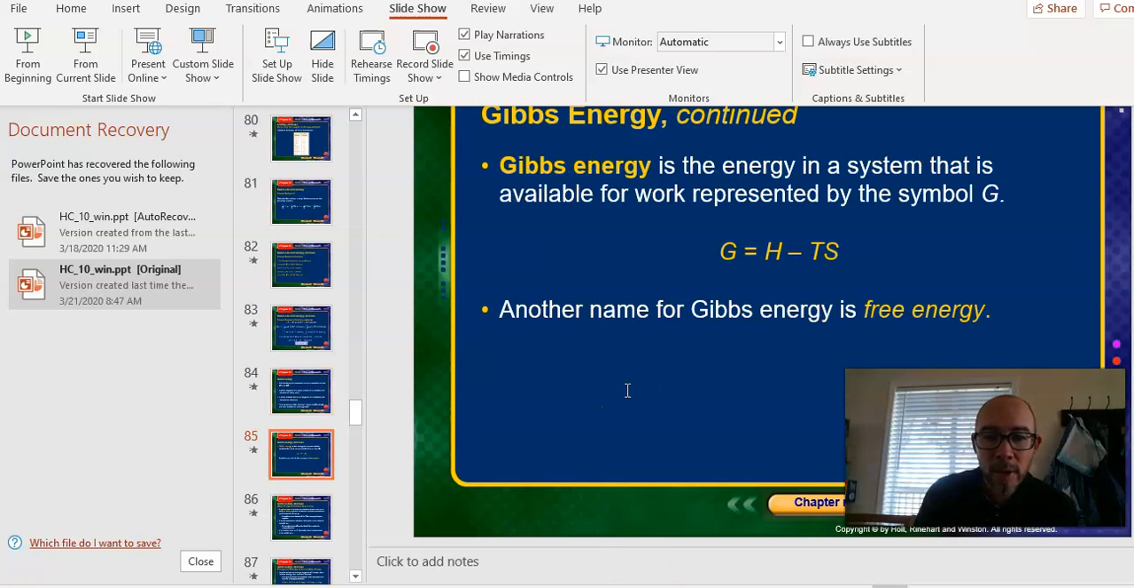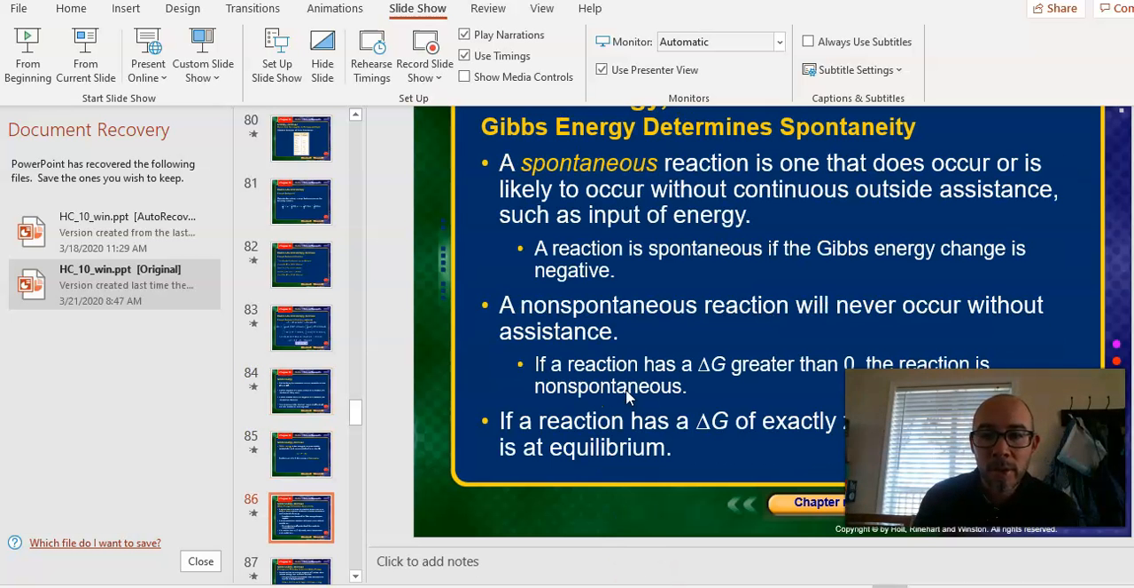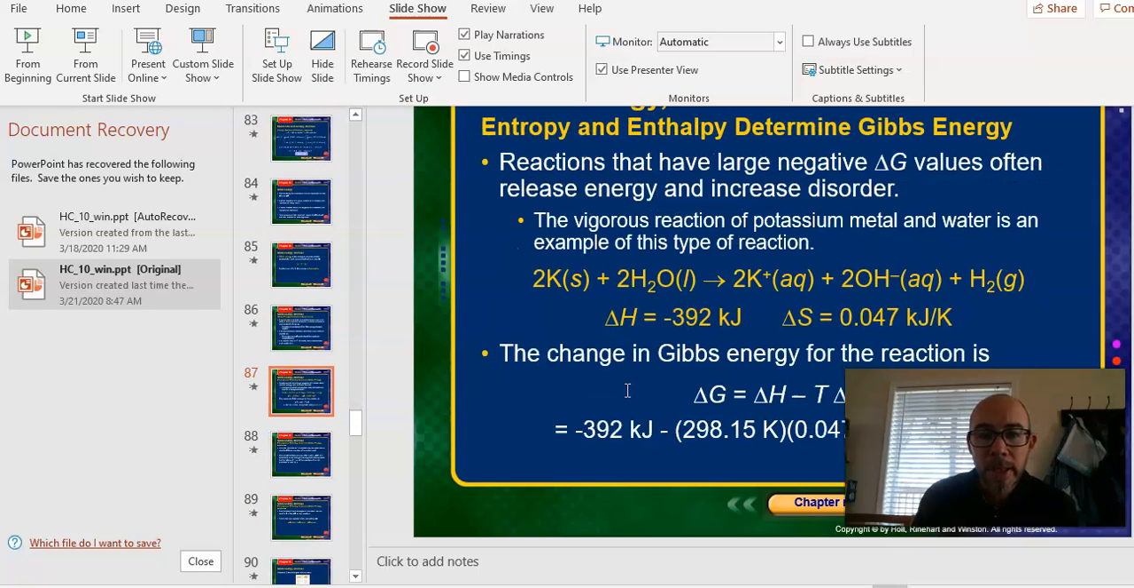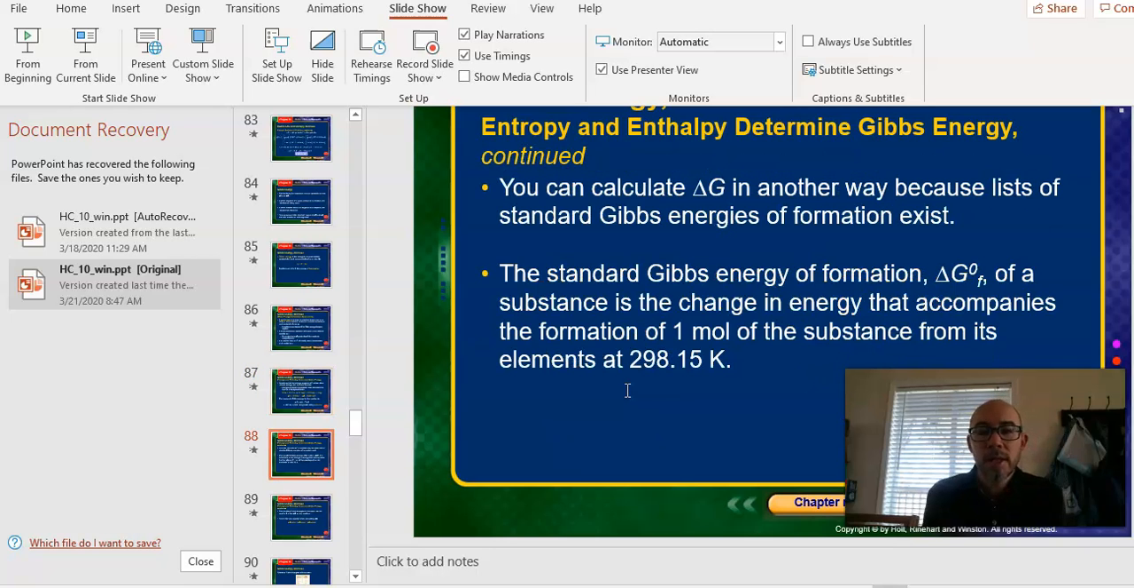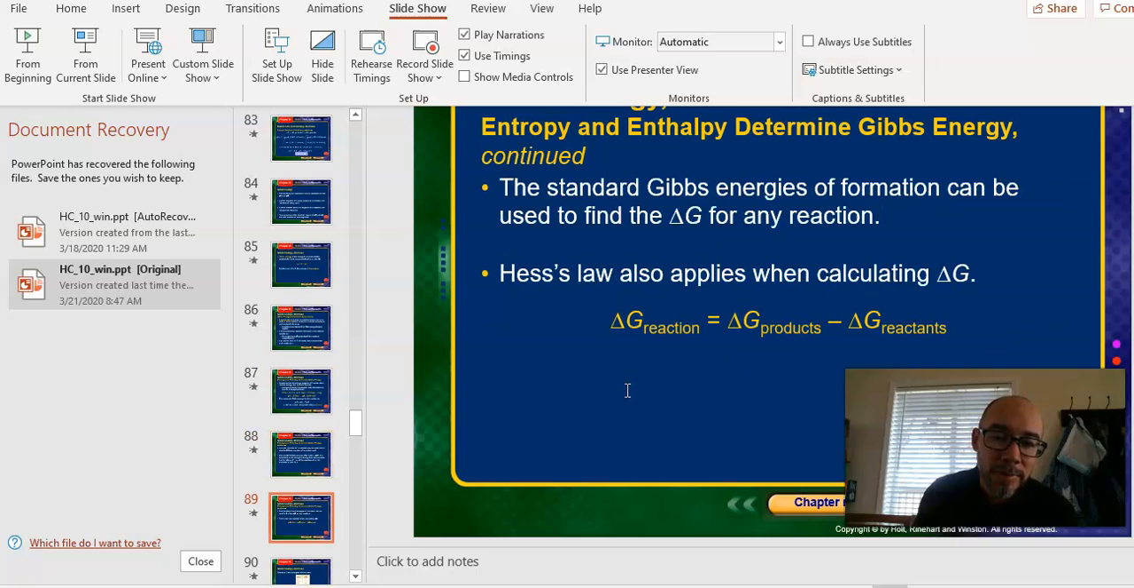Okay, so we've got a way of determining whether reactions will occur. And that's the one we just looked at. So you can calculate delta G's in another way because lists of standard Gibbs energy of formation exist. The standard Gibbs energy of formation, delta G with a 0 in the top and an F down low, of a substance is the change in energy that accompanies the formation of a mole of a substance from its elements at room temperature, 298.15 kelvins.